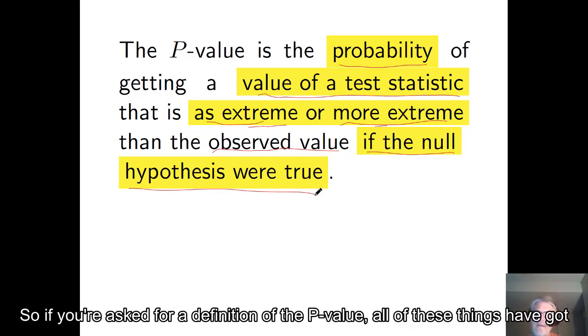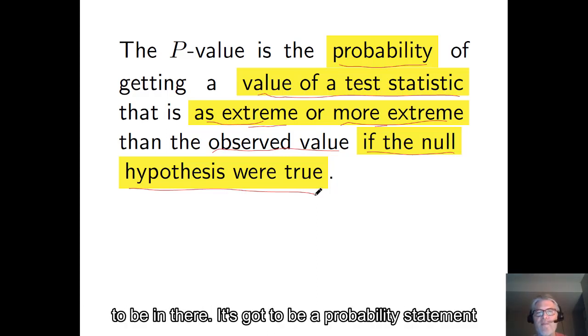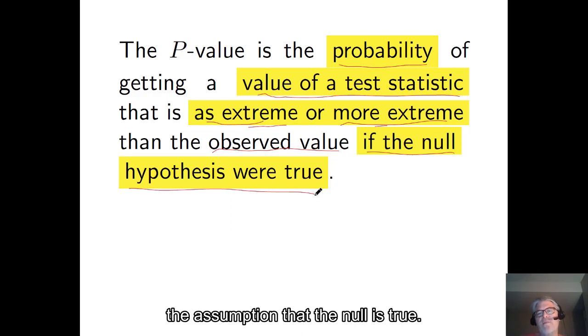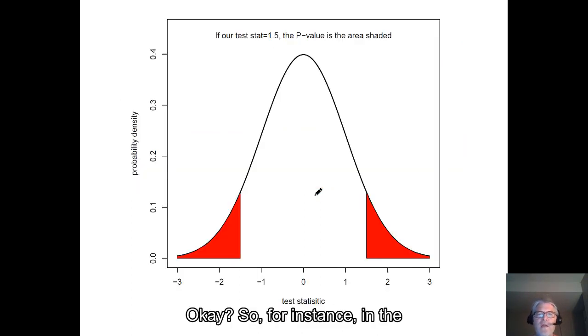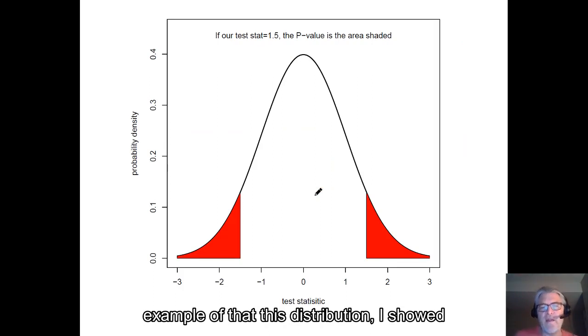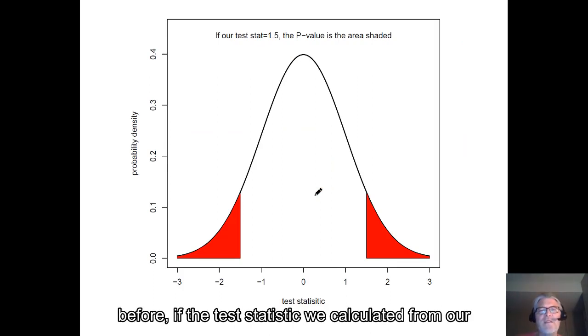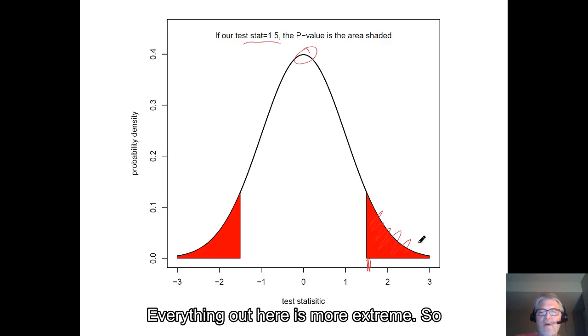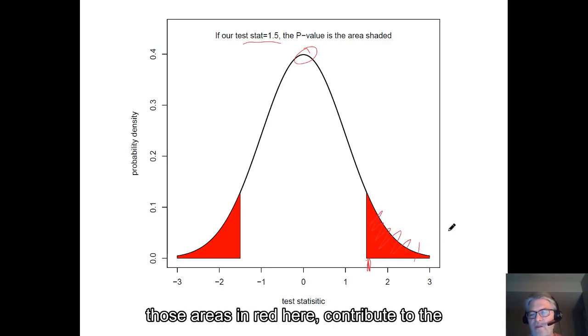So if you're asked for a definition of the p-value, all of these things have got to be in there. It's got to be a probability statement about the test statistic, and in particular, the values being more extreme under the assumption that the null is true. Okay, so for instance, in that example of this distribution I showed before, if the test statistic we calculated from our data was 1.5, that's not very close to 0. We would say 1.5 is pretty extreme. Everything out here is more extreme, so those areas in red here contribute to the p-value.